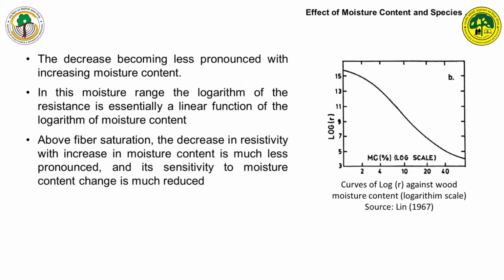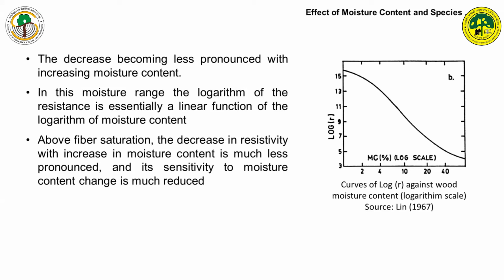Beyond that, the decrease becomes less pronounced with increasing moisture content. Beyond FSP, the relation becomes almost linear. If you take the logarithm scale, that is, if you plot the log of resistivity against the log of water content, it will be almost a straight line. So the resistivity drastically reduces as the moisture content of wood increases.